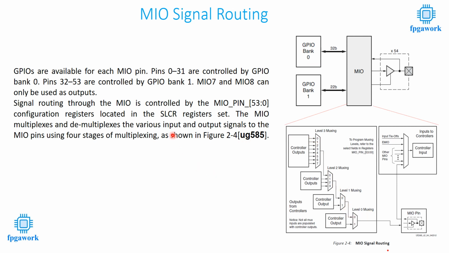Okay, so GPIOs are available for each MIO peripheral. This is how MIO works. I have explained here that we can configure MIO via MIO pins. These are MIO pins from 0 to 53. These are basically registers, and these register values can be found in UG 585.